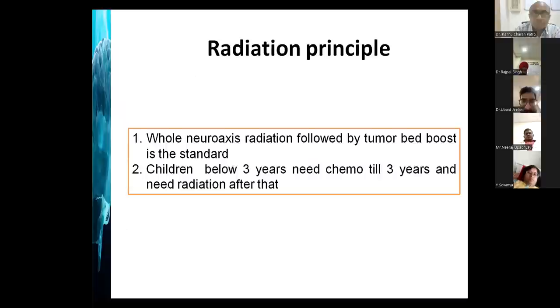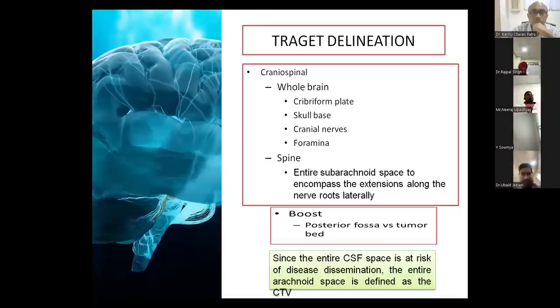Then what is the main radiation principle? Whole neuroaxis radiation followed by tumor bed boost is the standard. Children below 3 years need chemo till 3 years and need radiation after that. So the main thing that comes is target delineation. Target delineation in craniospinal irradiation is very important.